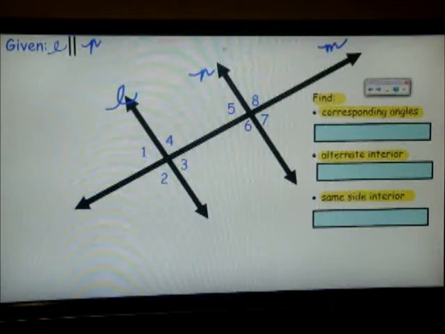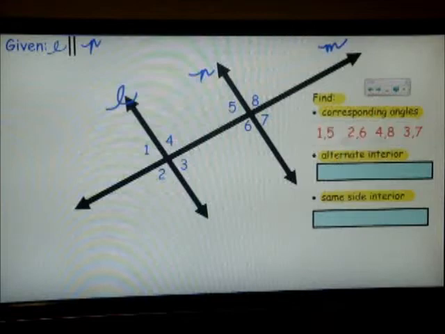Just as a reminder, corresponding means that they are in the same place. So if I look at angle 1, it's clearly in the same place as angle 5. Angle 2 is in the same place as angle 6, 4 is in the same place as 8, 3 is in the same place as 7. And so that's what we come up with as our corresponding angles.